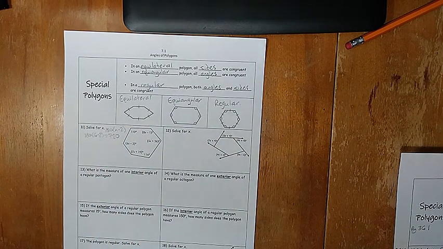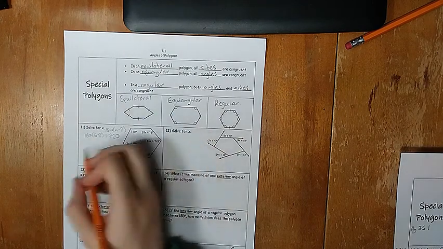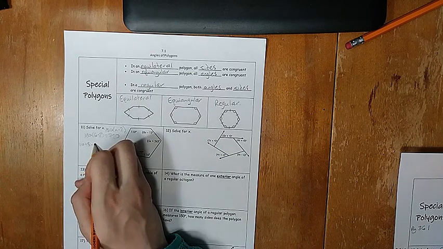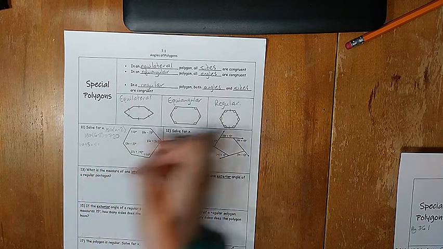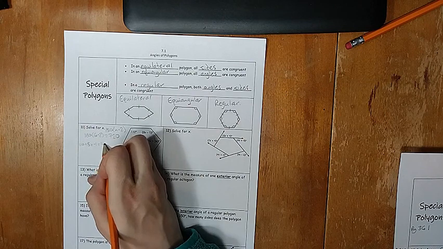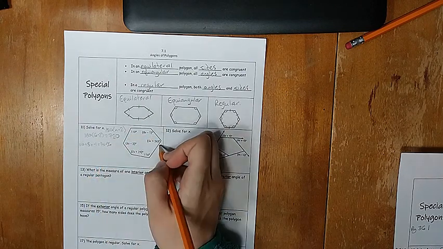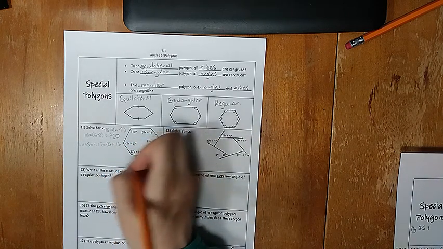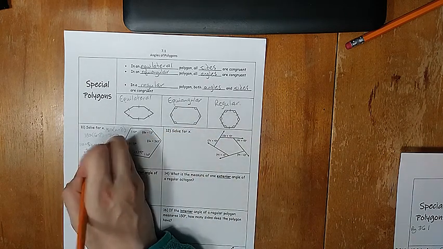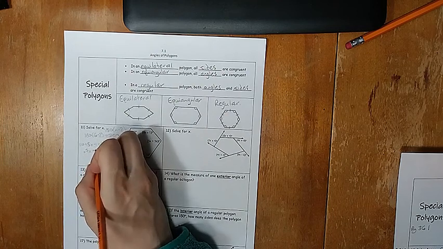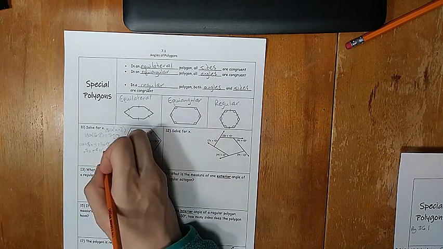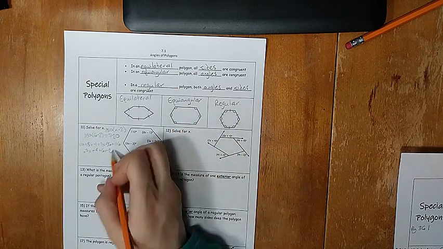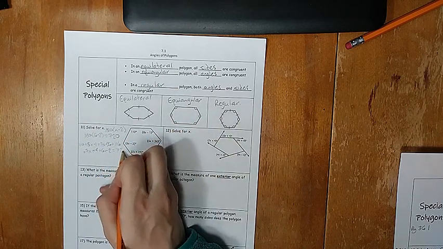So now I need to add all my angles together. I'm going to start here with 110 plus 8x minus 1 plus 5x minus 36 plus 116 plus 7x plus 19 plus 6x minus 2, and that is our last angle, and these will all add to make 720.